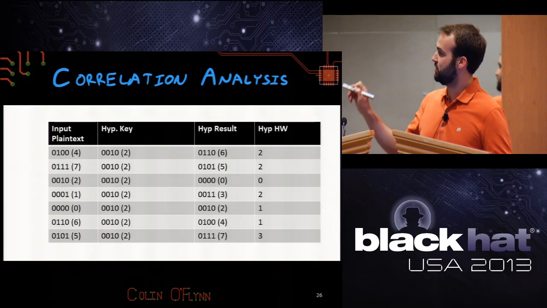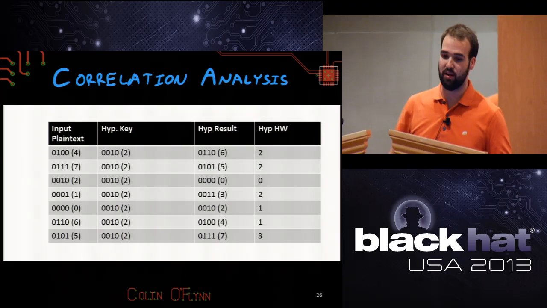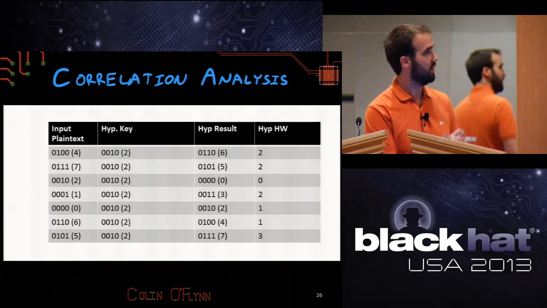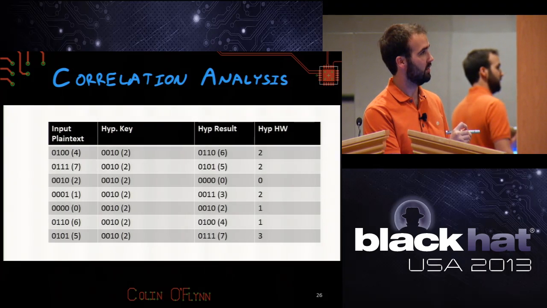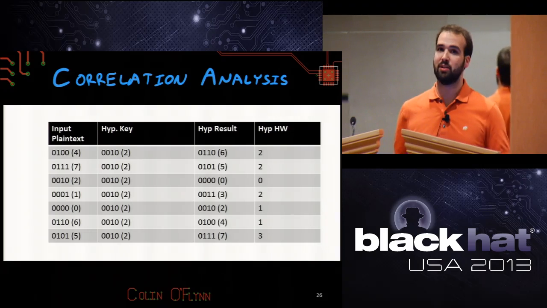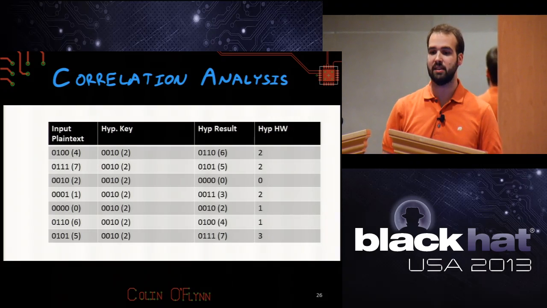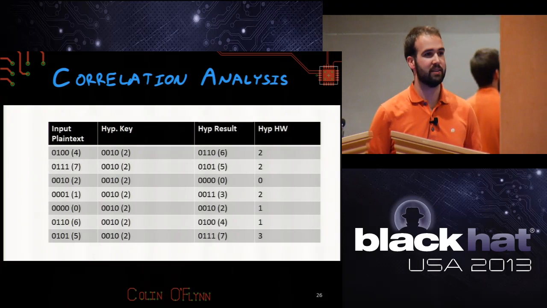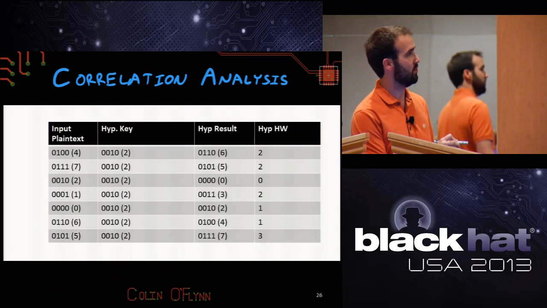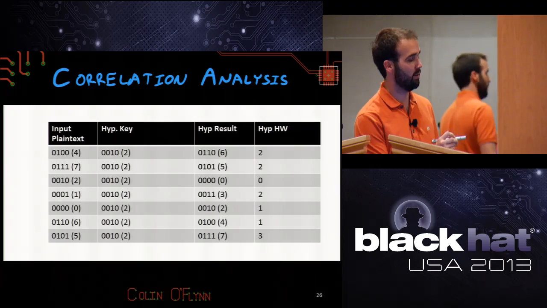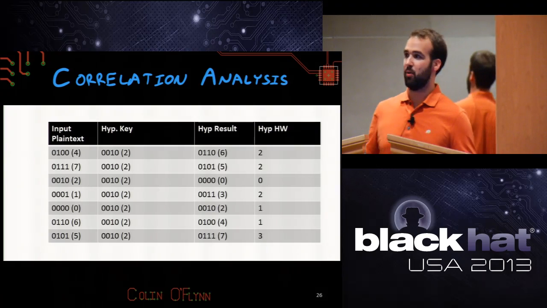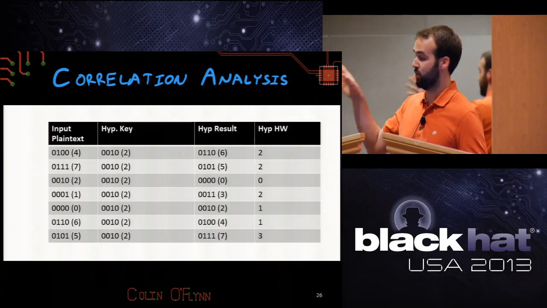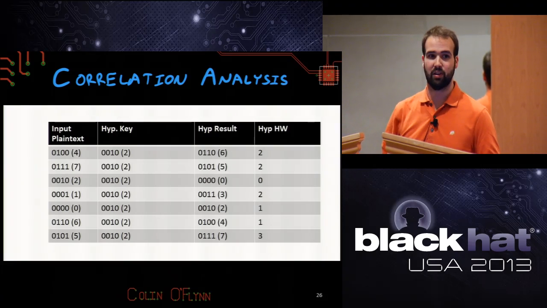And I'm going to do that for each of the input plaintexts that I know I put into the system. Now all I have to do is correlate between the hypothetical Hamming weight here and what I actually measured the power of the system being. Because if my hypothetical key was correct, I expect to see a correlation between the hypothetical Hamming weight and the measured power, which is related to the actual Hamming weight. For the wrong key guesses, I won't have this correlation and it'll just fade away.